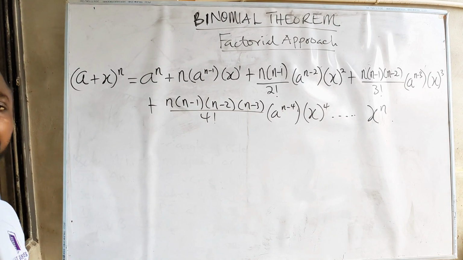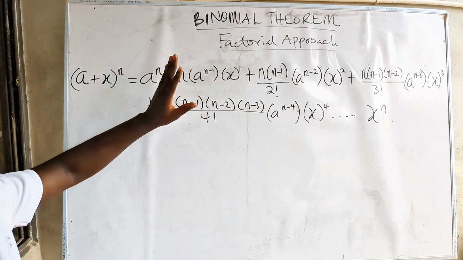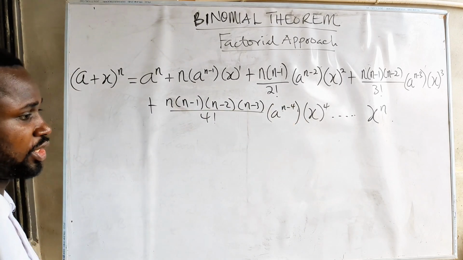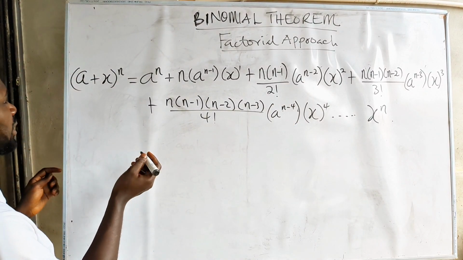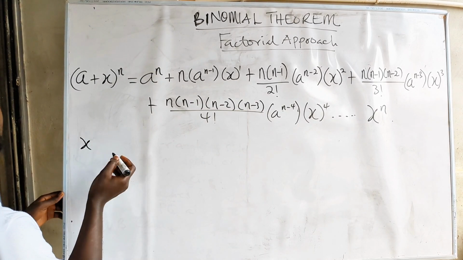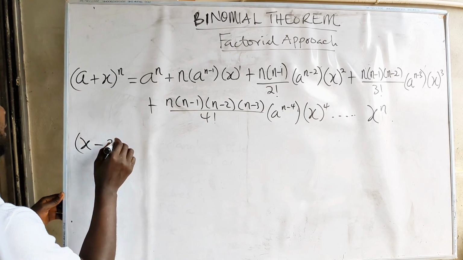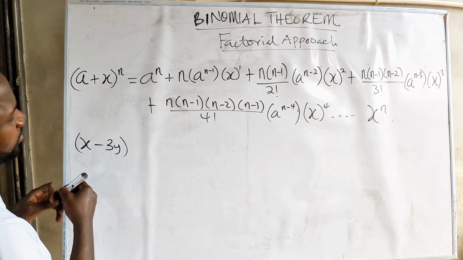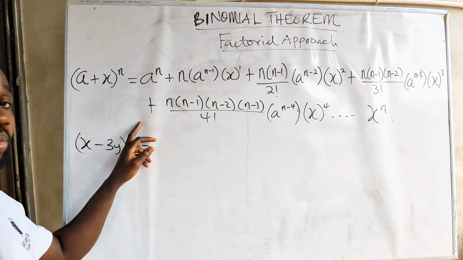And don't panic, it's so simple. We are going to use this approach. I'm not going to clean it, it will be there. We're going to use it to solve one question for us. Alright. So we are going to expand x minus 3y exponent 5. X minus 3y exponent 5.